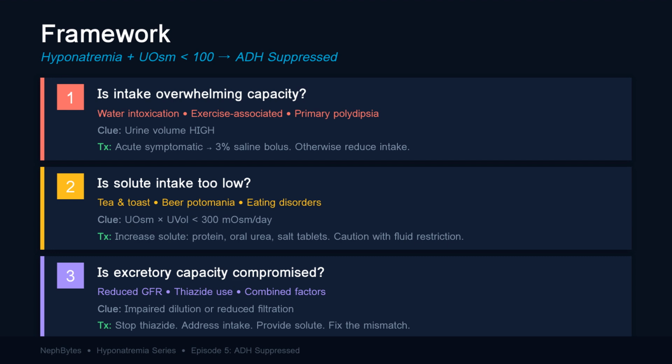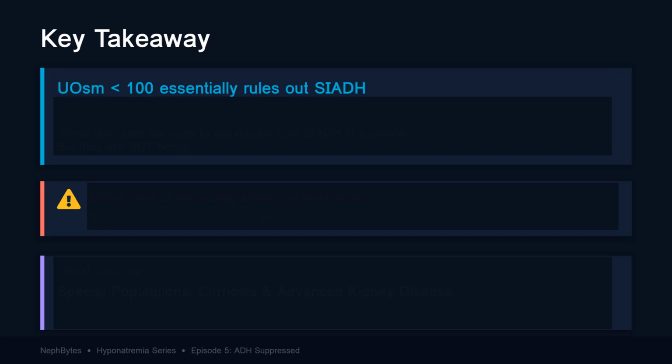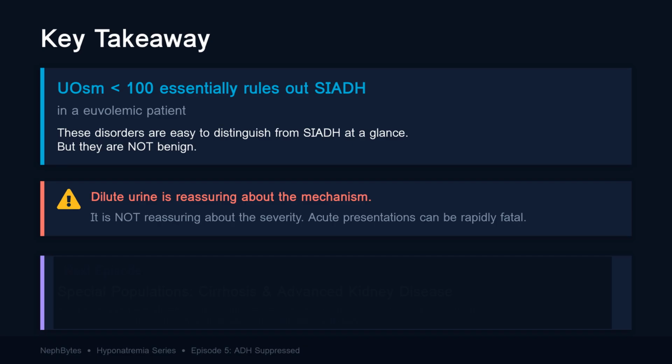One last point worth making explicitly. Because the urine is dilute in all of these disorders, they are easy to distinguish from SIADH at a glance. A urine osmolality below 100 essentially rules out SIADH in a euvolemic patient. But they are not benign. The acute presentations, particularly water intoxication and exercise-associated hyponatremia, can be rapidly fatal if untreated. The dilute urine is reassuring about the mechanism. It is not reassuring about the severity.